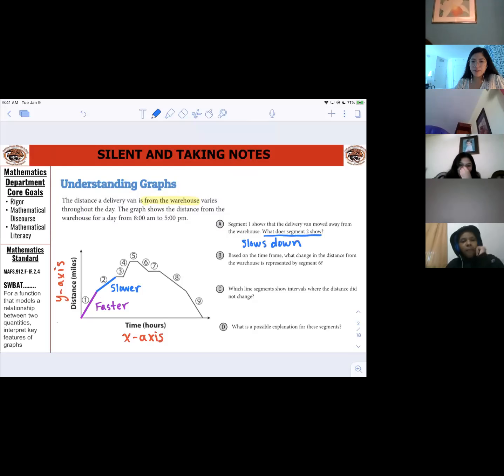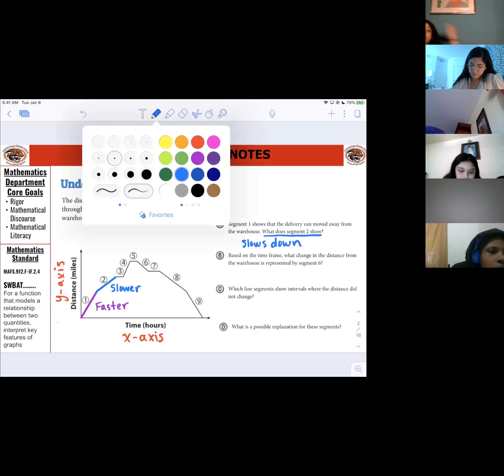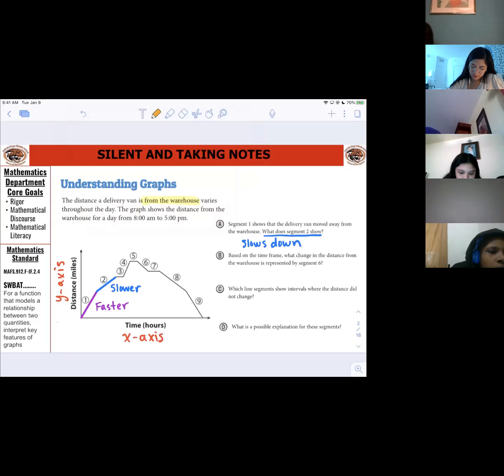Okay, can I have a volunteer read letter B? Based on the time frame, what change in the distance from the warehouse is represented by segment 6? Okay, so what is happening now that didn't happen before at segment 6? Going down. It's going down. We've been going up, now we're coming back down. So what does that mean about the van?